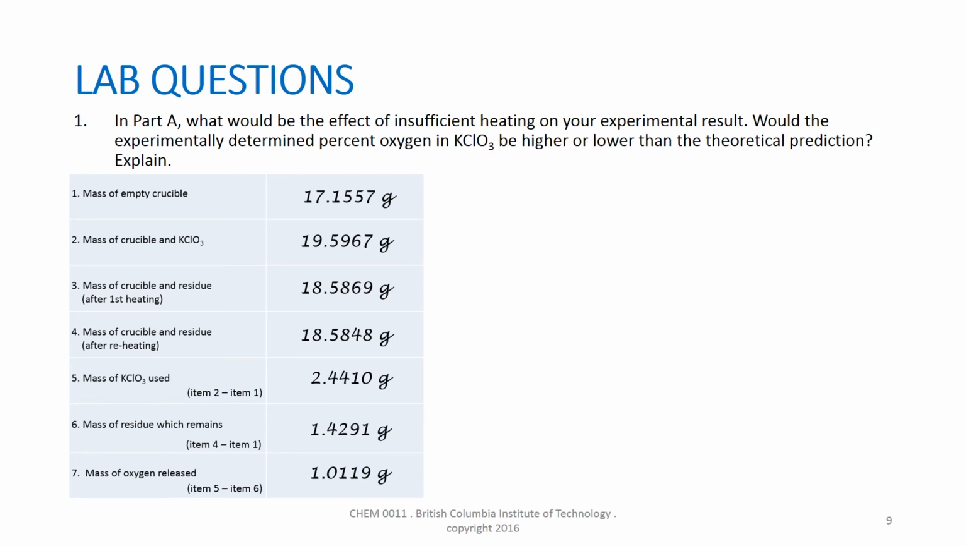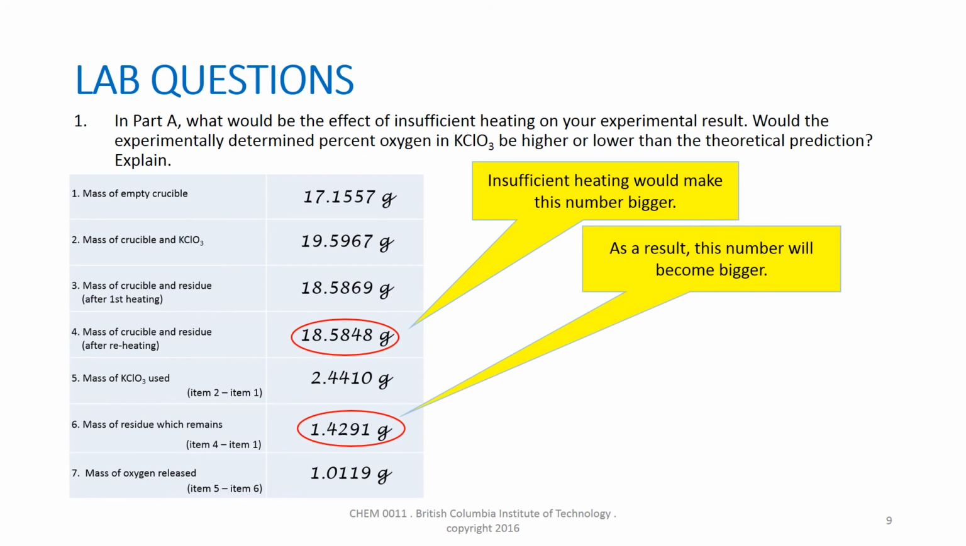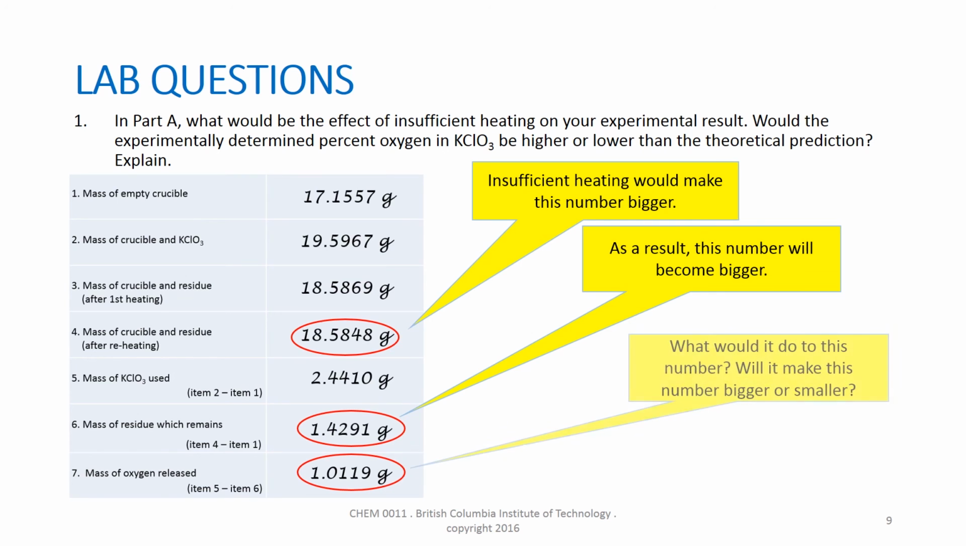Question 1. In part A, what would be the effect of insufficient heating on your experimental result? Would the experimentally determined percent of oxygen in potassium chlorate be higher or lower than the theoretical prediction? Let's look at our data. Insufficient heating would make item 4, the mass of the crucible and residue after reheating, bigger. As a result, item 6, the mass of residue which remains will also become bigger. What would this do to the mass of the oxygen released? Will it become bigger or smaller?